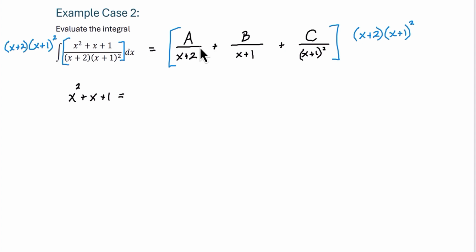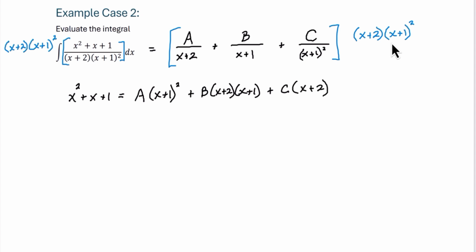If we multiply by the first fraction, notice that the x plus 2 factor will go away, leaving us with A times x plus 1 squared. Then we'll distribute the LCD with the second fraction. In doing that, one of the x plus 1 factors will go away, leaving us with B times x plus 2 times x plus 1. And then distribute the LCD with the third fraction. When we do that, x plus 1 squared will cancel, leaving us with C times x plus 2.